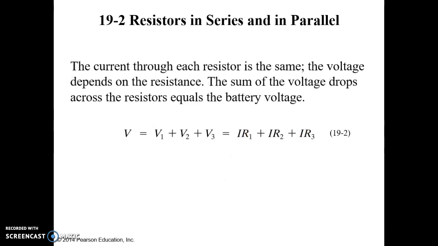The sum of the voltage across each resistor will equal the value of the battery voltage source. In the equation you also see that Ohm's law is applied. V equals IR.